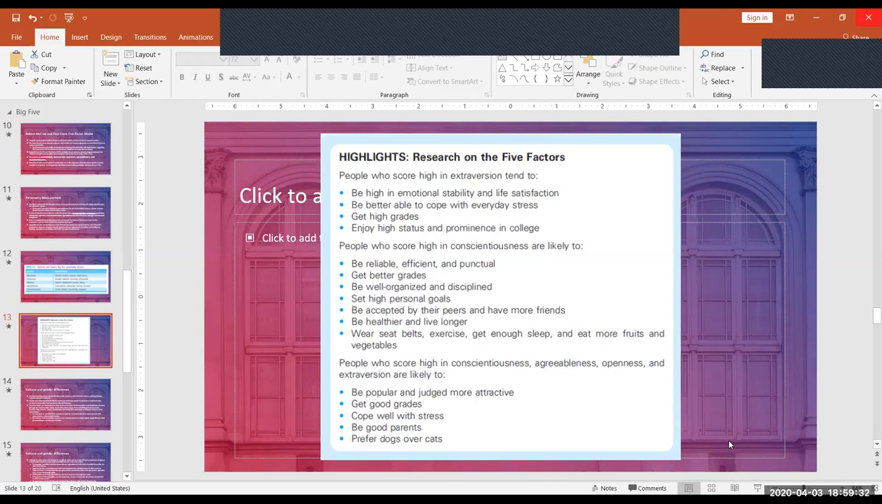For example, one research says that someone with high conscientiousness, high agreeableness, high openness, and extraversion would be more popular, be judged more attractive by their peers, get good grades, cope well with stress, be a good parent, and prefer dogs over cats. I don't know whether this is an important notion or not, but research says that people who prefer dogs over cats would be more lovely and livable than someone who loves cats. Well, this is very debatable, I would say.